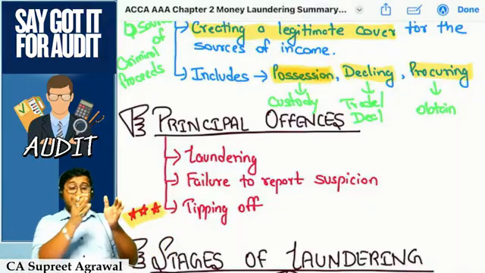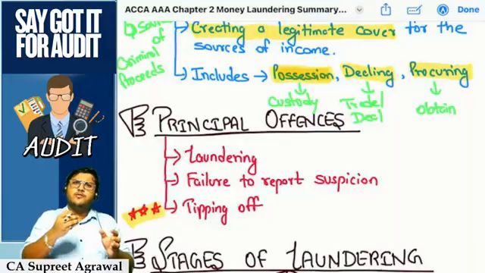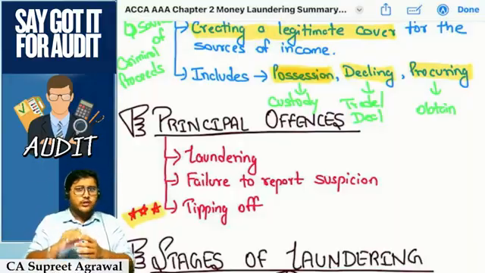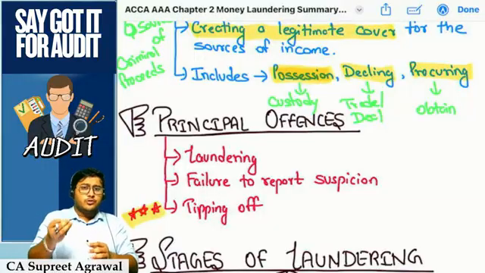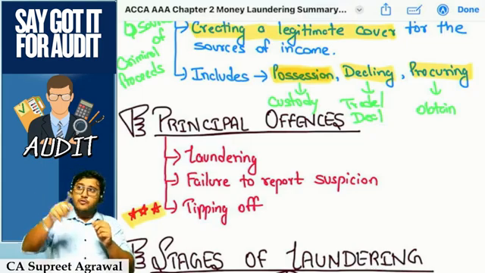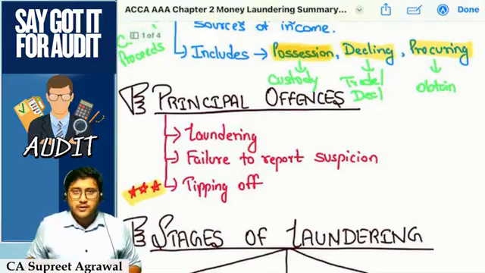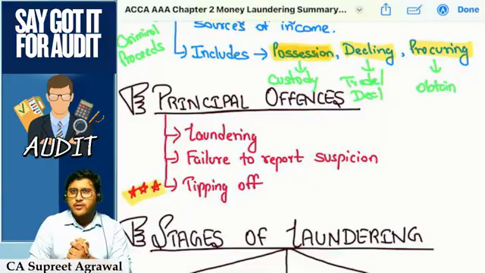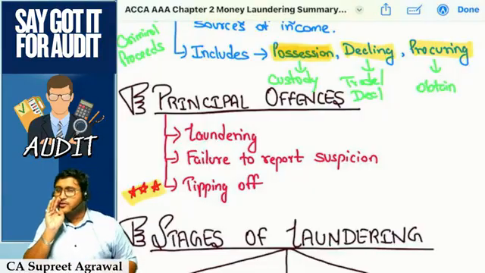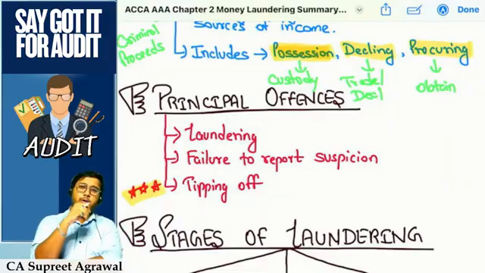It's not just that you were aware about it and you failed to report. Even if you suspected, even if you had a reasonable reason to think that there might be a money laundering case, and you failed to report it, that is also covered over here. So failure to report suspicion. And number three is tipping off. What is tipping off? Is it gossiping, that is, you go to somebody's ear and tell it? No, that is not exactly tipping off here.